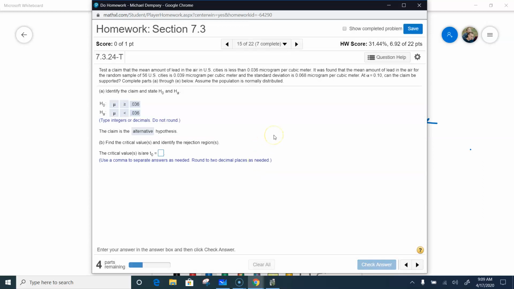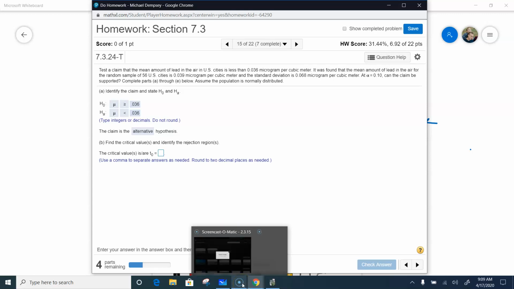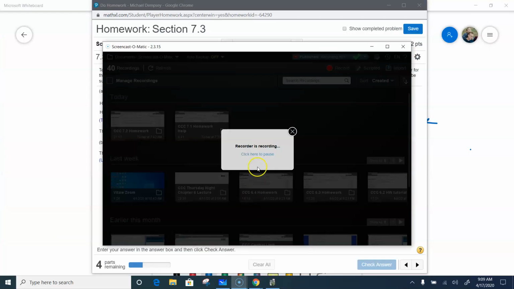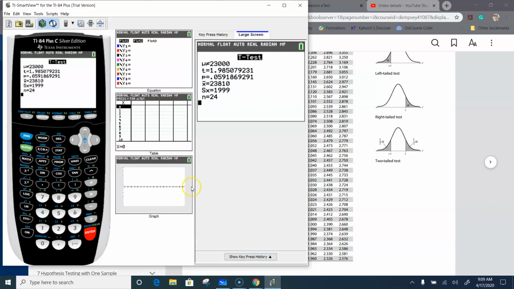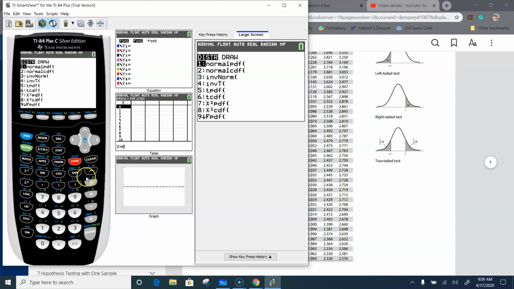Okay. So find the critical value. We have a sample of 56 U.S. cities, so that is 55 degrees of freedom. Let's see if we have that on our table. I don't have 55 degrees of freedom on my table. This is a little bit frustrating, but I do have inverse T on here, so we can go inverse T.